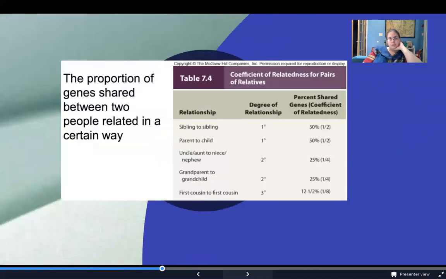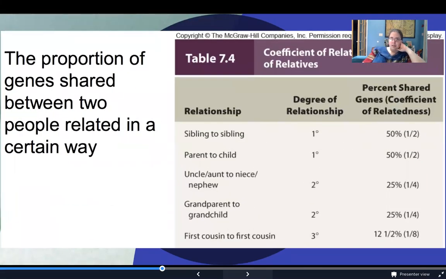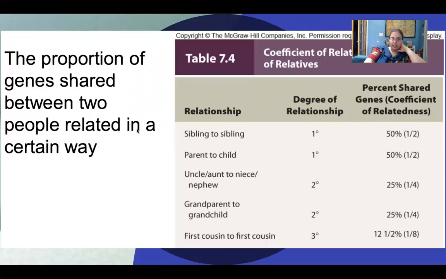All right, let's look at the coefficient of relatedness. What this is looking at is the proportion of genes shared between 2 people related in a certain way. So we have relationships, the degree of relationship, and then the percent shared genes, and in parentheses is the coefficient of relatedness. So sibling to sibling is a primary relationship or a first degree relationship. They have 50% shared genes. Their coefficient of relatedness is 1/2.